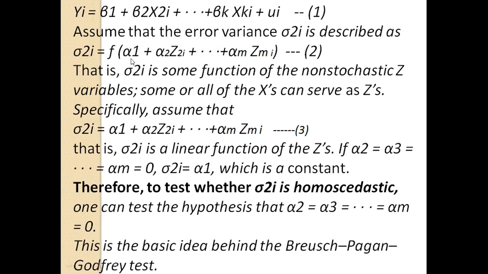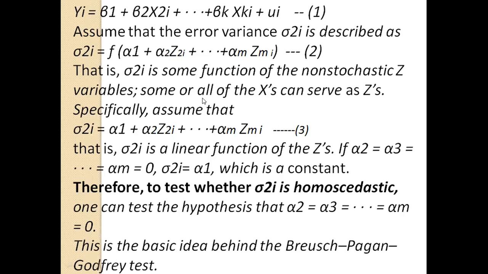Instead of using beta 1, I use alpha 1. But don't be confused: alpha 1, alpha 2 and so on are the coefficient values of z, whereas here beta 2 is the coefficient value of x2. So the variance is some function of the non-stochastic z variables. For example, here the variance in this function is non-stochastic.